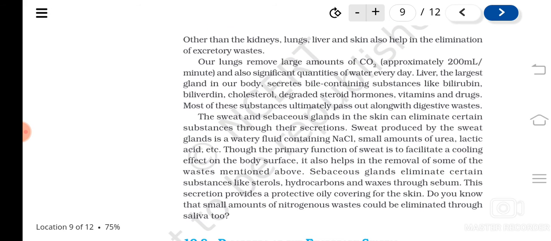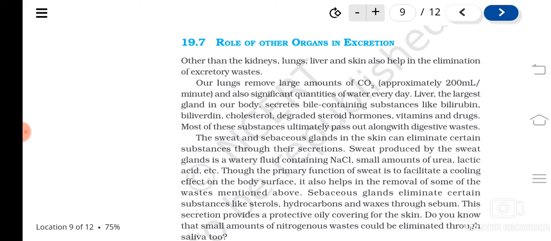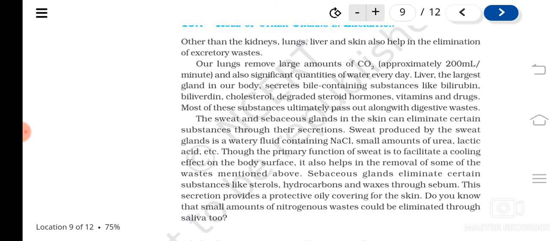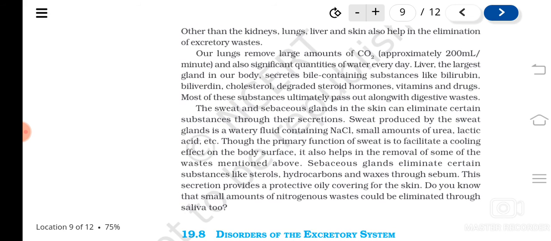Other than kidneys, what other organs help in the elimination of excretory waste? Yes, our lungs, isn't it? Lungs can excrete carbon dioxide, then water, etc. The liver also excretes various substances. It excretes bile, which contains bilirubin, biliverdin, cholesterol, degraded steroid hormones, vitamins, and drugs.